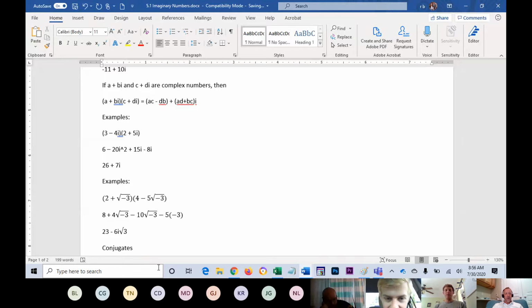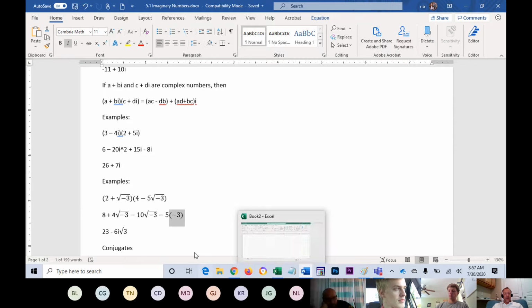Okay. Now, does everybody see what I did there? The square root of negative 3 times the square root of negative 3 is just plain old negative 3. Okay? All right.